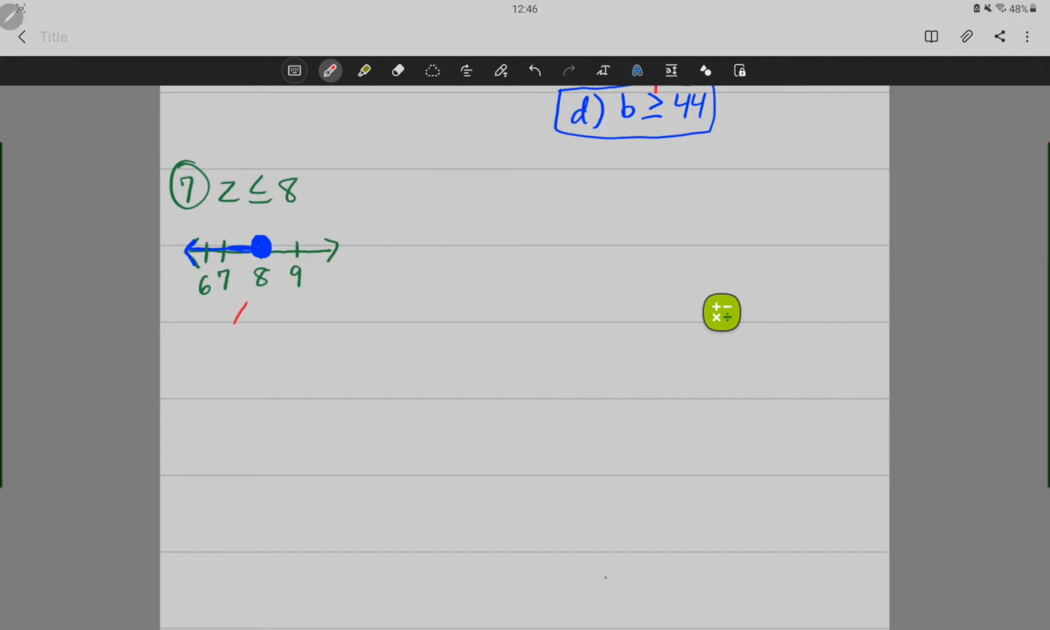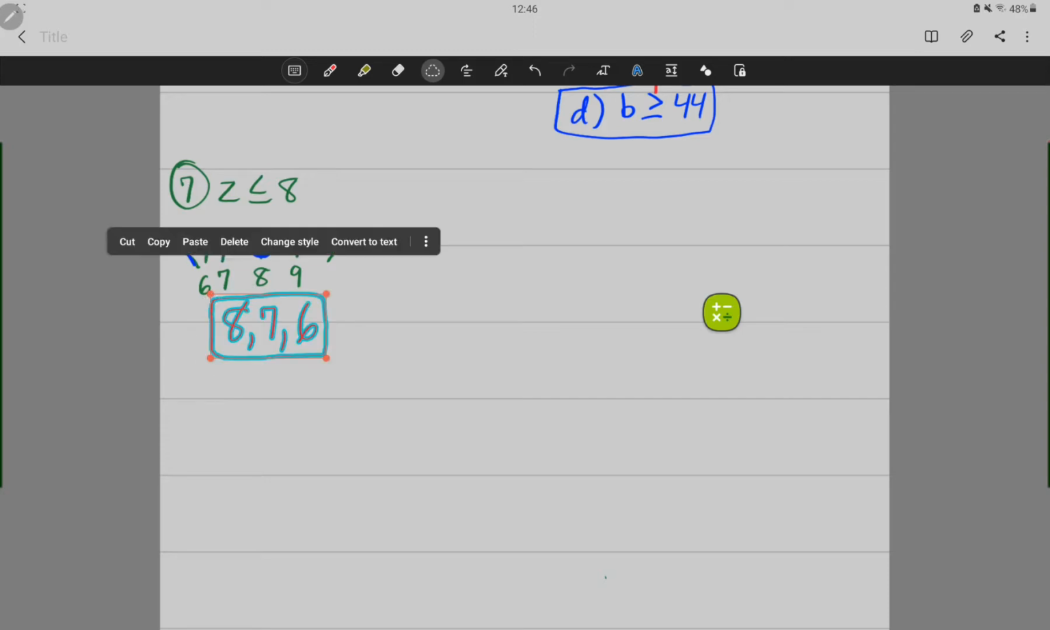So 8, then what number is smaller than 8, or to the left? 7. And what number is smaller to the left of that? 6. So the first 3 integers that satisfy our inequality are 8, 7, and 6.